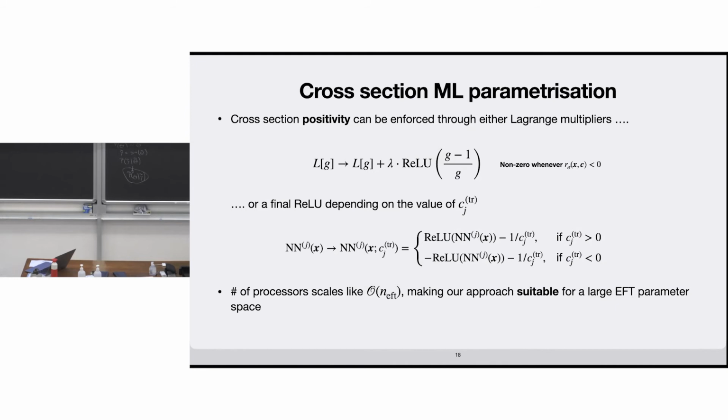Either you penalize such cases through a Lagrange multiplier so that it can only obtain positive ratios R, or you rescale your neural network outcome such that the EFT coefficients give you something positive. This is a bit technical, but this is what we take care of. And the number of parameters really scales like order n, making our approach suitable for large EFT parameter spaces.